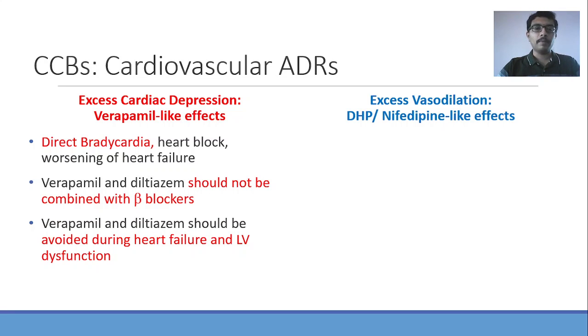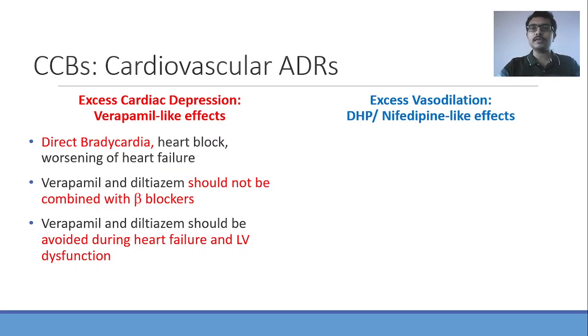Next, verapamil and diltiazem should be avoided during heart failure, because they can worsen the heart failure, and LV dysfunction, because they can worsen the cardiac depression. So these are very important, and all these are seen more often with verapamil and diltiazem than with dihydropyridines, and this is because of excessive cardiac depression. This is one group of ADRs.